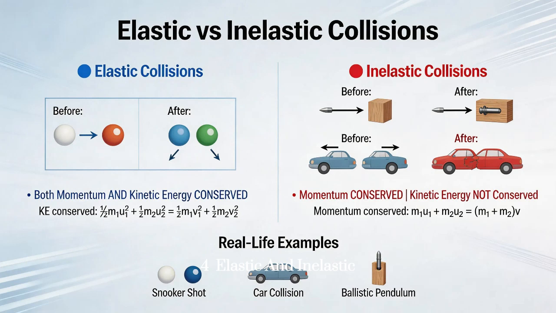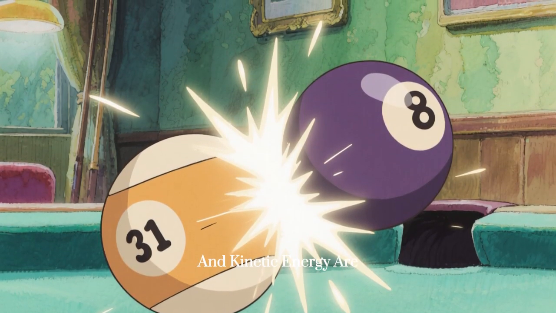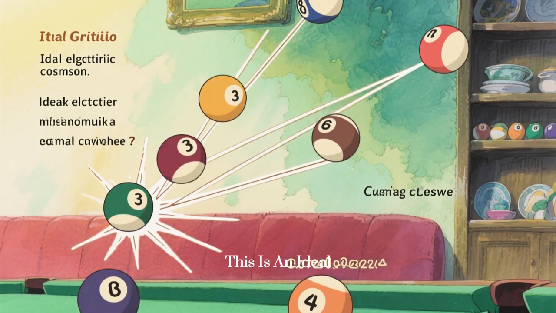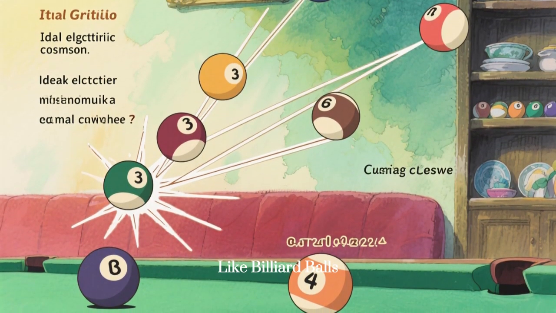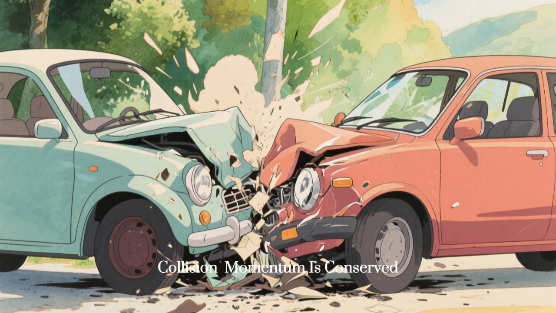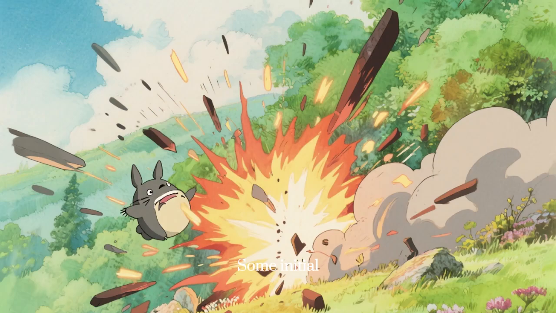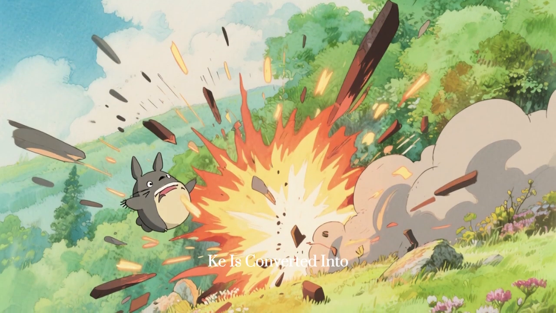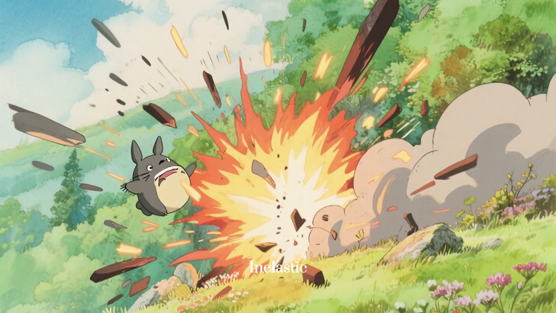4. Elastic and inelastic collisions. Collisions are classified based on whether kinetic energy is conserved. Elastic collision: both momentum and kinetic energy are conserved. This is an ideal scenario, approached in collisions like billiard balls. Inelastic collision: momentum is conserved, but kinetic energy is not. Some initial KE is converted into other forms of energy. Most real-world collisions are inelastic.